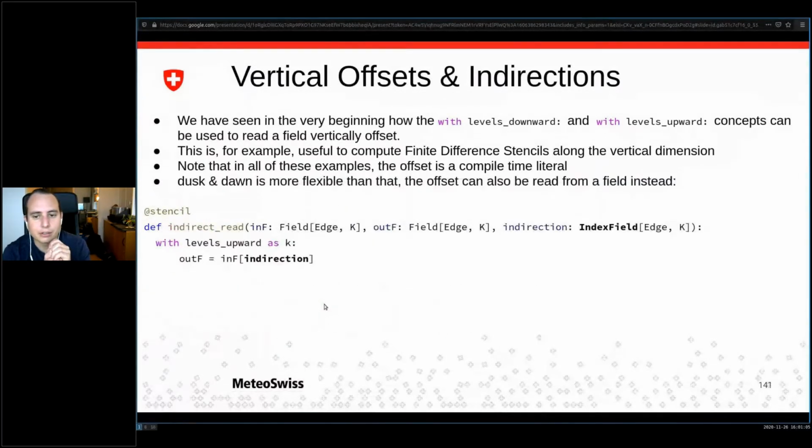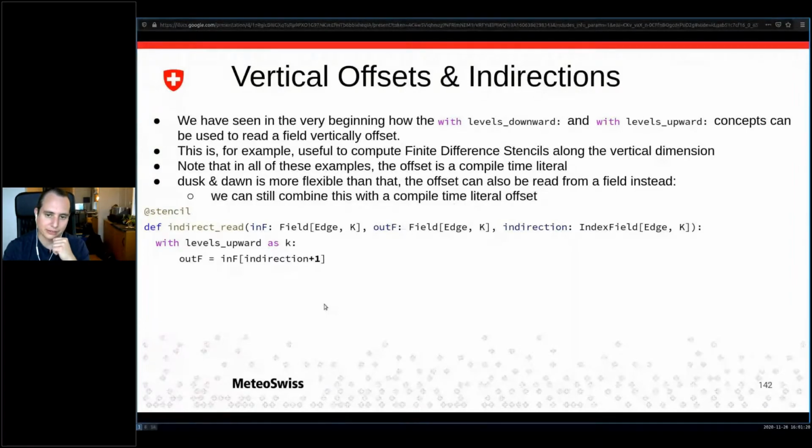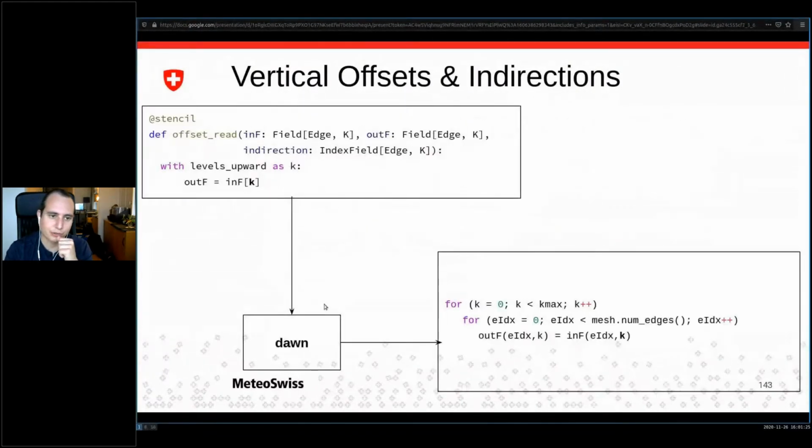But in Dawn and Dusk, we are more general than that. We allow you to use an indirection field which contains offsets, which do not need to be equal throughout the whole domain. And you can still combine this with a compile time literal. I think here it becomes quite clear what's going on if you look at the generated code. Here we just explicitly added that we want to address this on the same level. So this is just the same as writing outdef equals inf.